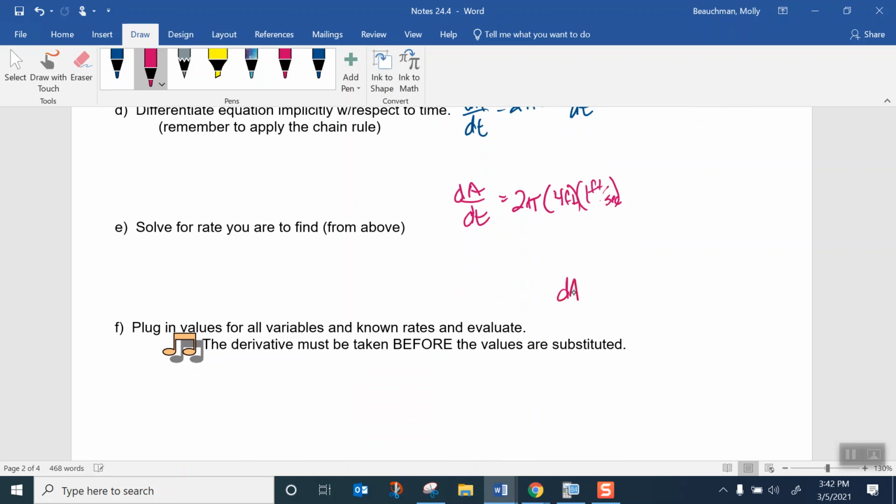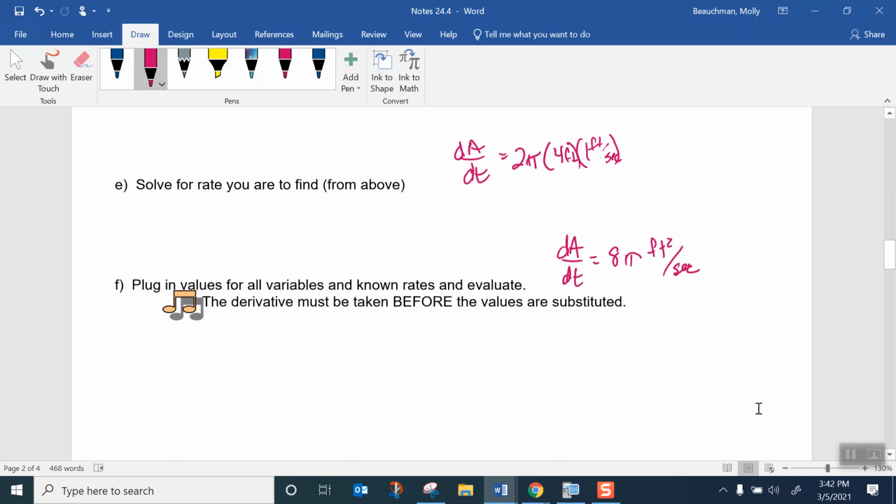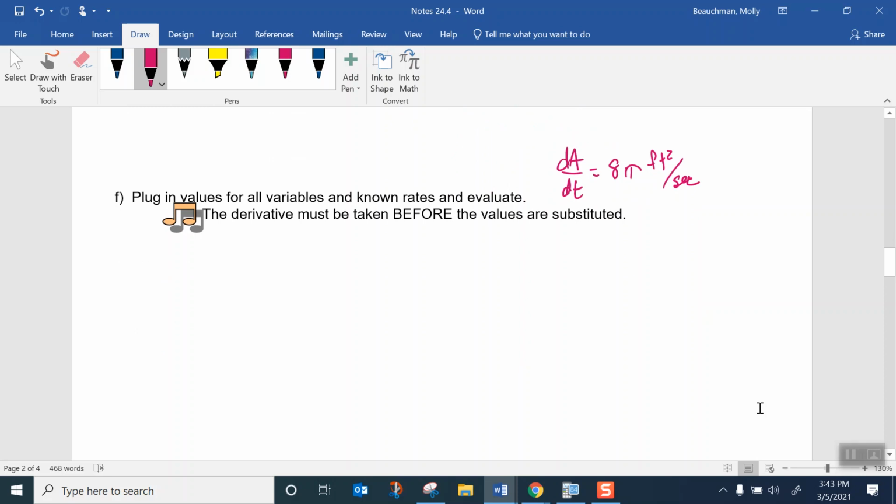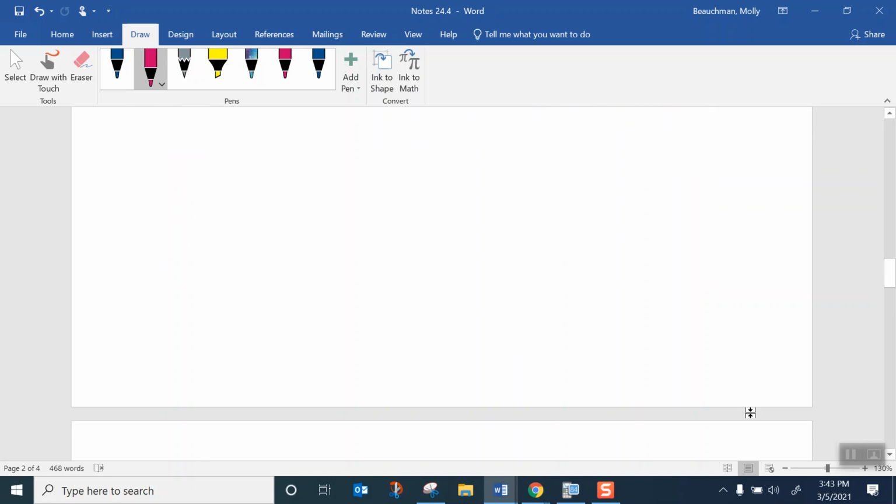So dA dt is equal to 8 pi. Feet times feet is square feet per second. So the area is increasing at a rate of 8 pi square feet per second when the radius is 4 feet. So that's the exact value. Then if you want an approximation, you can go ahead and type 8 pi into the calculator.